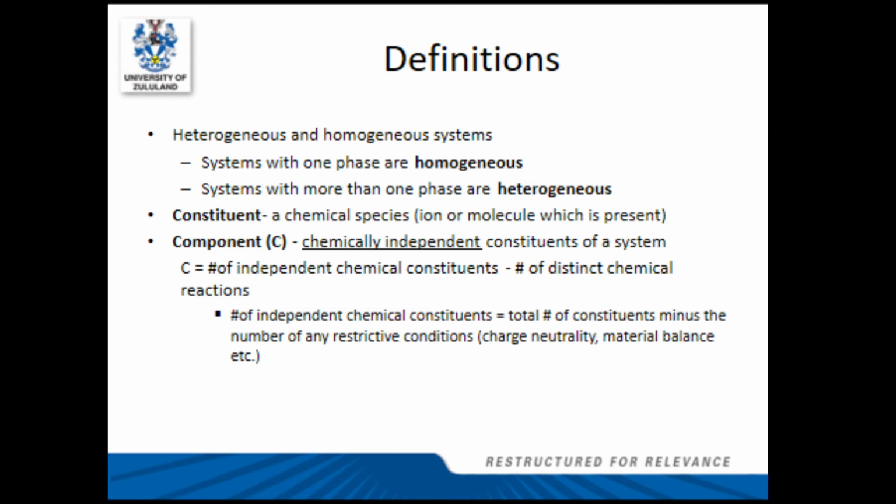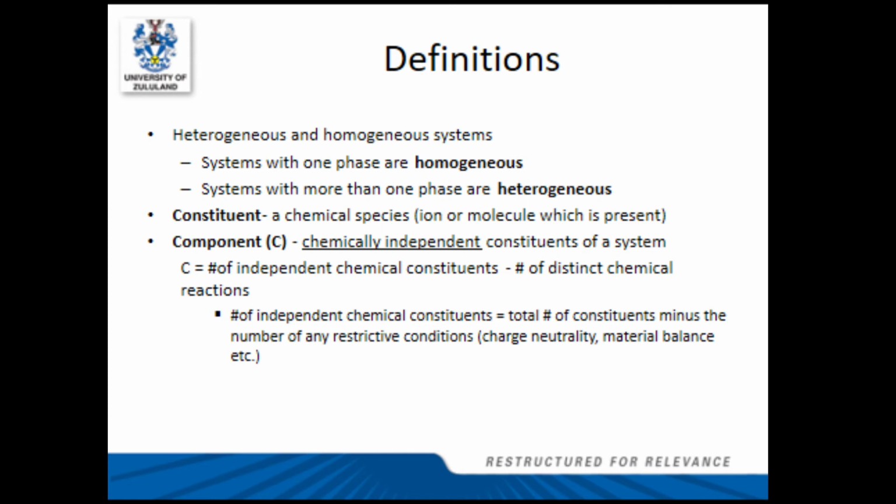So in other words, if you are given one reaction and you want to calculate the component, it will be the number of constituents minus 1. There are certain reactions that can occur in more than one way, maybe 2 ways, 3 ways, 4 ways, or 5 ways. So if there are 4, it means for the number of distinct chemical reactions, we're going to put maybe the number 4.